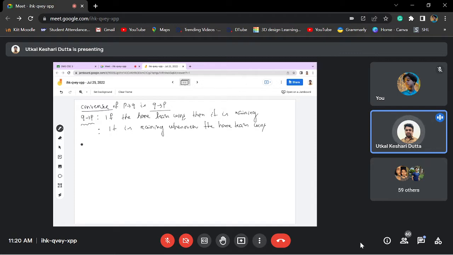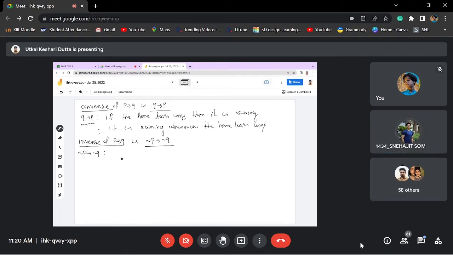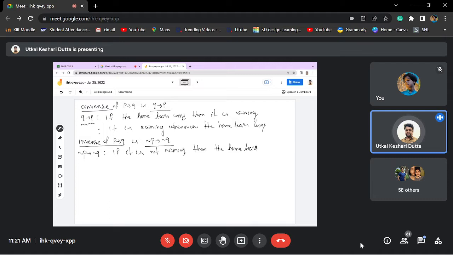In the same way, find the inverse. Inverse of P conditional Q will be negation P conditional negation Q. What will this be? If it is not raining, then the home team will not win. Yes, you can write it simply in if-then form: if it is not raining, then the home team does not win.